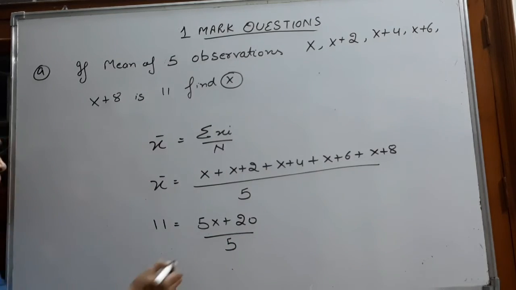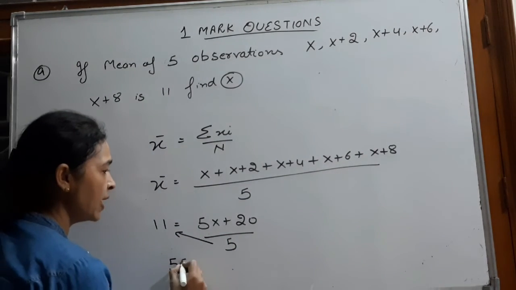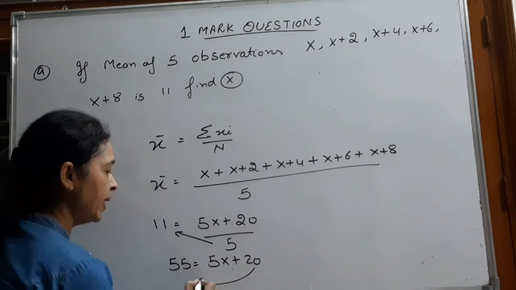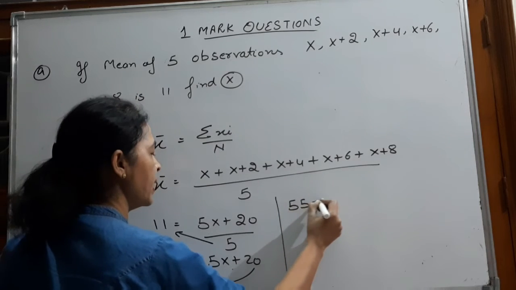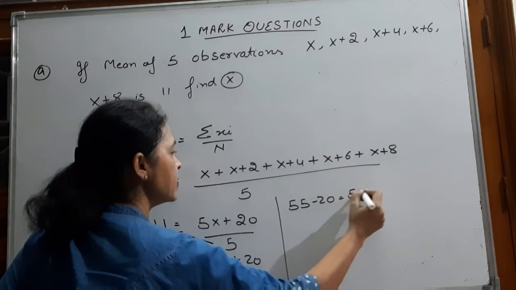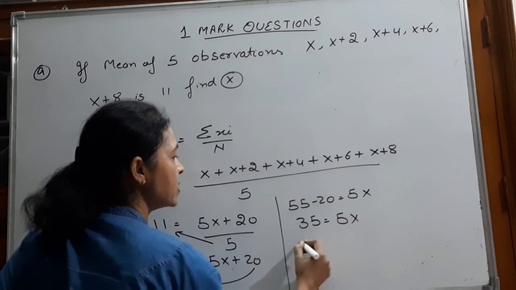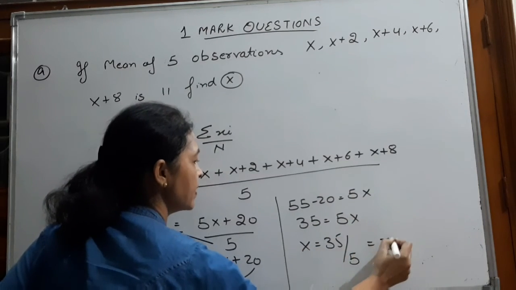Taking 5 to the left hand side, 11 into 5, 55 equals 5x plus 20. Taking 20 to the left hand side, 55 minus 20 equals 5x. 35 equals 5x, and x will be 35 by 5, that is 7.